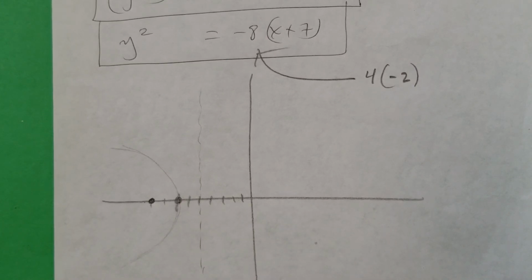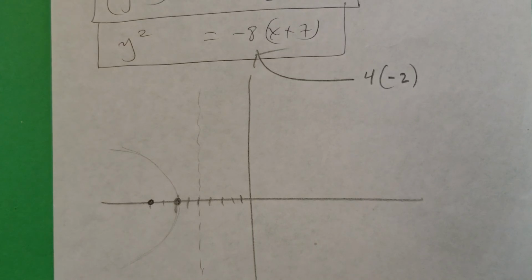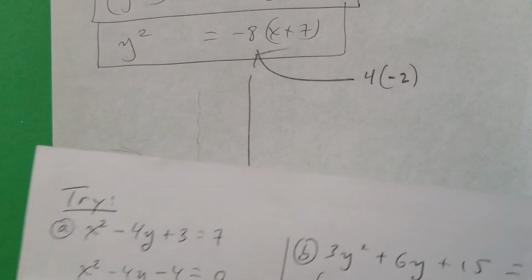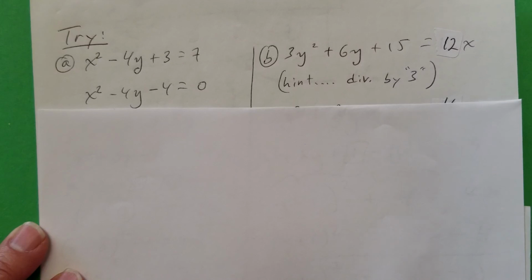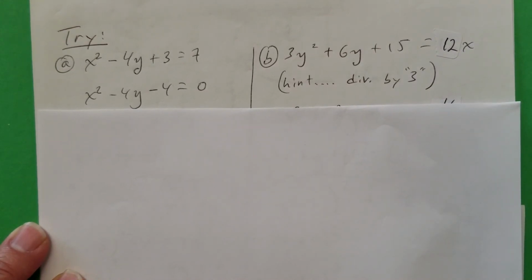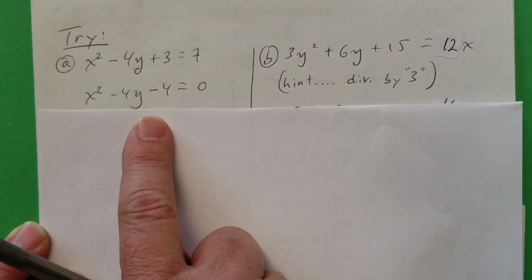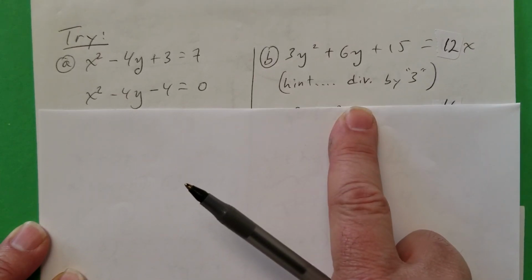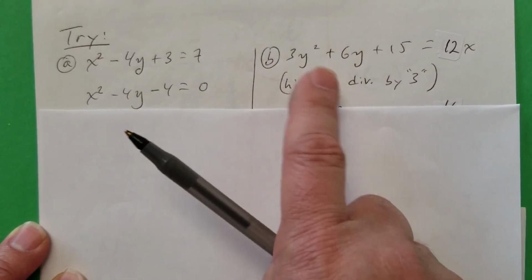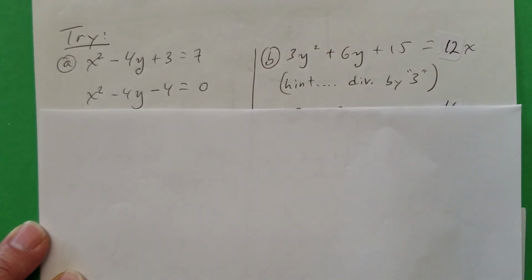Okay? So let me leave you with a couple of try problems. And 15 minutes, wow, that is long. So go ahead and do these two problems. Change them to the standard form. So I'll give you some hints. This one doesn't need completing the square. This one does need completing the square, but before you complete the square, go ahead and divide by 3 first. Okay, do the best you can.